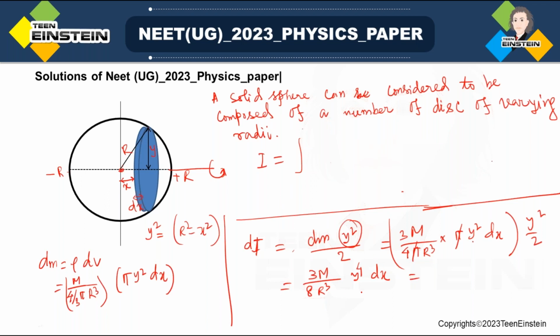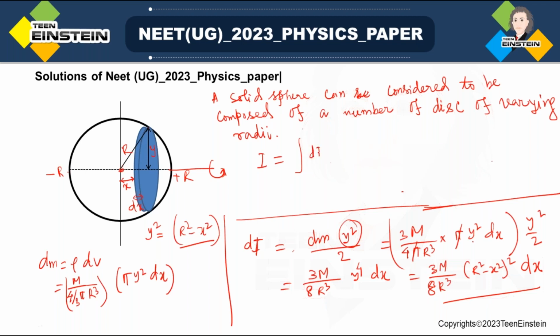Let me first complete this. 3M by 4/8 R cube, and y square is this. So R square minus x square is y square. So the whole square of that will be y to the power 4. So then dy is this thing.